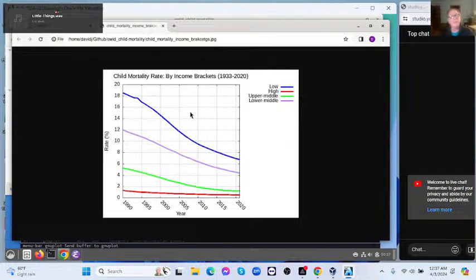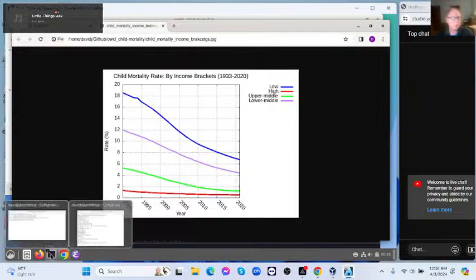Again, the interesting thing about it is that the group that is seeing the biggest drop in child mortality has been the lower income group. Of course, you also had the most ground to make up. Of course, upper income continues to have the lowest rate. And there was no middle income, right? Let's make sure of that.